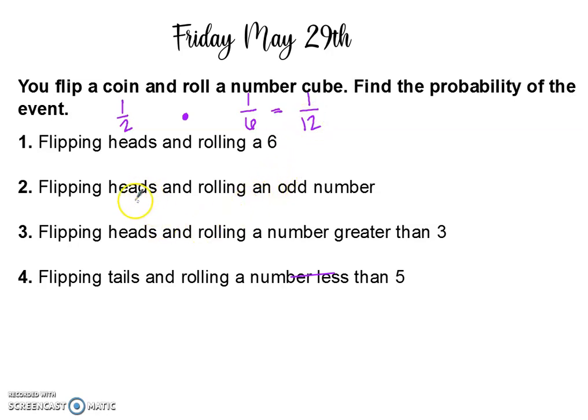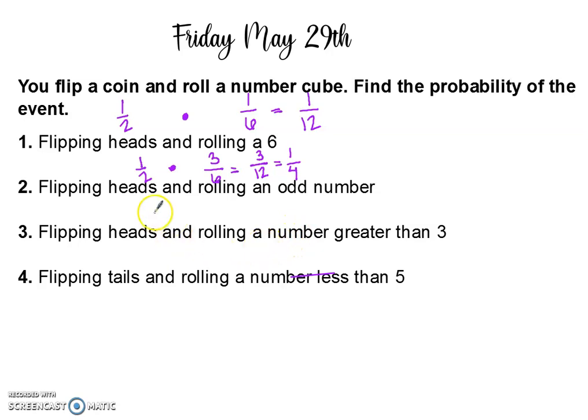Let's keep going. Again, the probability of flipping heads is 1 out of 2. And the probability of rolling an odd number, there are 3 odd numbers out of 6 options. Now we're going to multiply 3 times 1, 6 times 2. Oh, you could reduce that. 3 goes into 12 evenly 4 times. So our final answer is going to be 1/4.